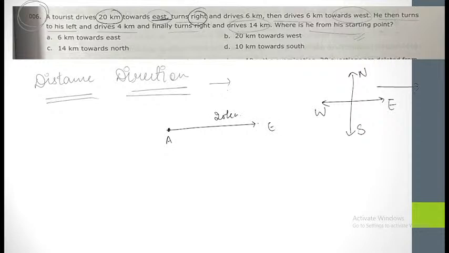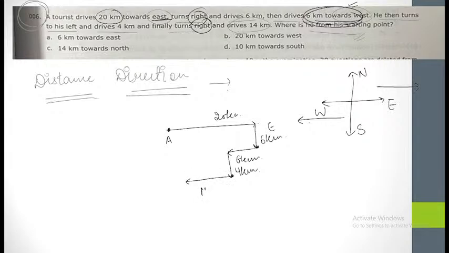So from here he's taking a turn right and driving for 6 kilometers, right? And then he drives for 6 kilometers towards west. So from this point he is moving towards west, that is this particular direction. After moving 6 kilometers towards west, he again takes a turn left. So from here he is taking a turn left and driving for 4 kilometers, right? Last he is taking a turn right. So from here he is turning right and moving for 14 kilometers.